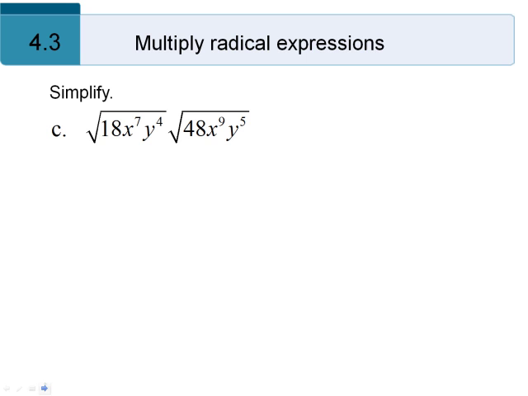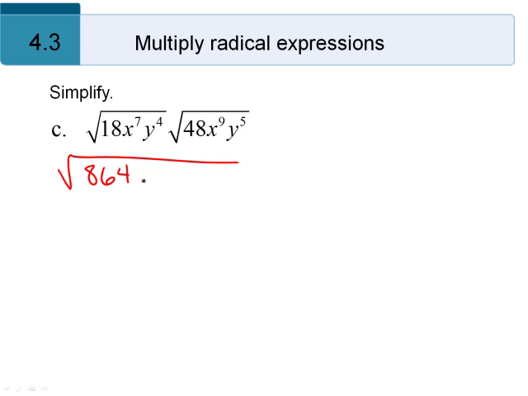Okay, oh, look at these big numbers. Good thing I have my calculator handy. All right, so we have the square root of 18, x to the 7th, y to the 4th, times the square root of 48, x to the 9th, and y to the 5th. Okay, so the first thing we're going to do is multiply those monster numbers. 18 times 48 is 864, which is disgusting.